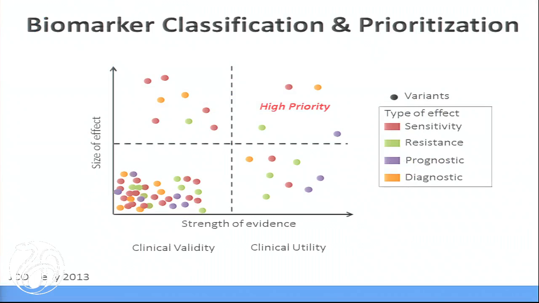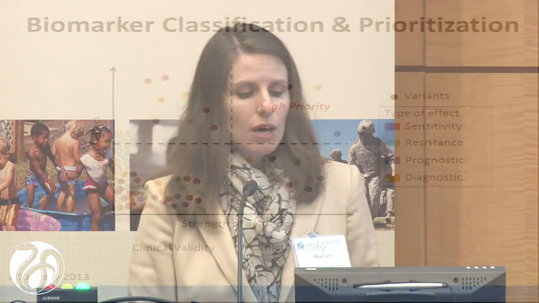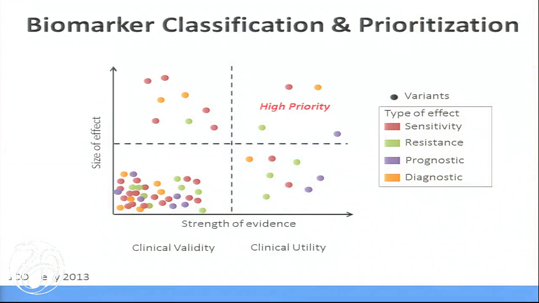As far as how we prioritize content on My Cancer Genome, we initially started our program with the focus of therapeutic implications for cancer, where we were really looking at sensitivity and resistance mutations that had the highest clinical utility and the highest size of effect. We do include some prognostic and some diagnostic biomarkers as well, and we're starting to flesh out our content in that area.